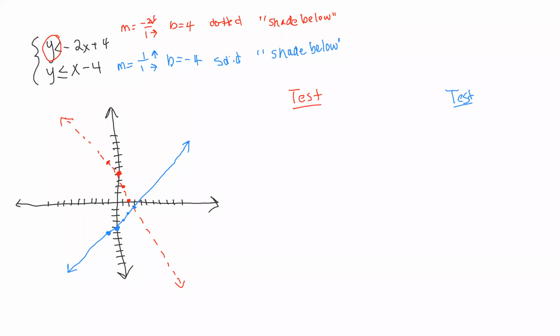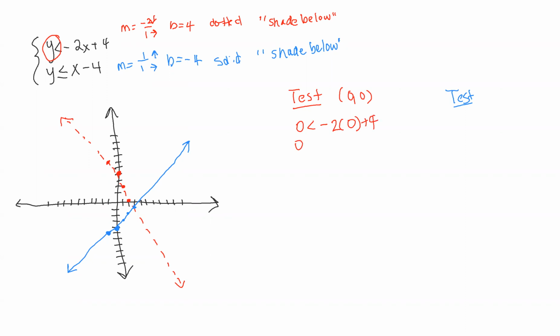Let's say we test the origin for both, okay? The reason I choose the origin is only because it's easy to plug in zeros. So I'm going to test 0, 0. I'm going to plug in 0 for x and y into that first inequality. So y is 0. We want to see if that is less than -2 times 0 plus 4.